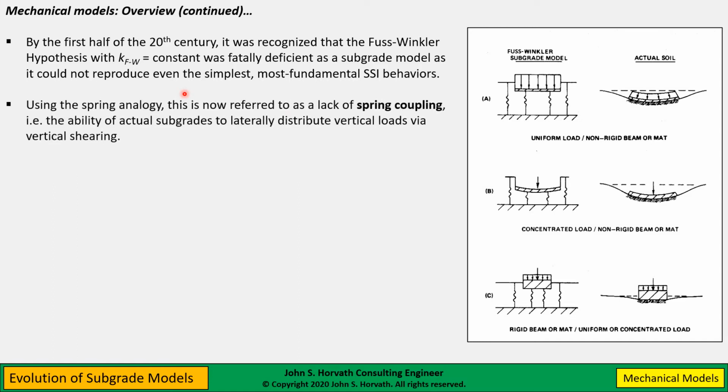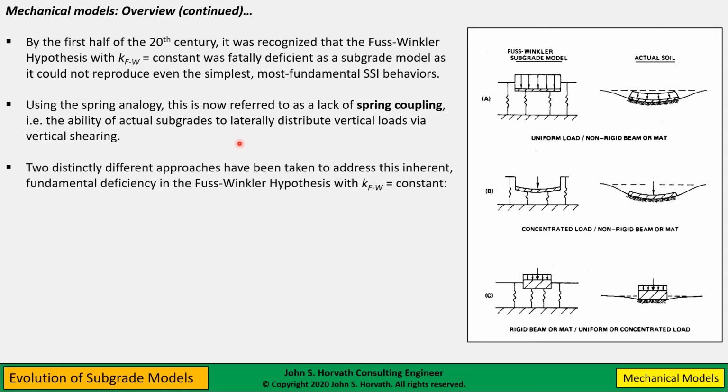Really, what's missing from the Fuss-Winkler hypothesis is what most people refer to as spring coupling. And this is because a convenient way using the spring analogy is to assume that in the real world, these springs are actually linked together. Push on one spring, well, you're going to affect the springs on either side of it, which will affect the springs on either side of that spring. So you're going to get some load spreading. You're going to get some lateral distribution of vertical loads via this vertical shearing that is inherent within a real subgrade, whether it's soil or any other type of geomaterial.